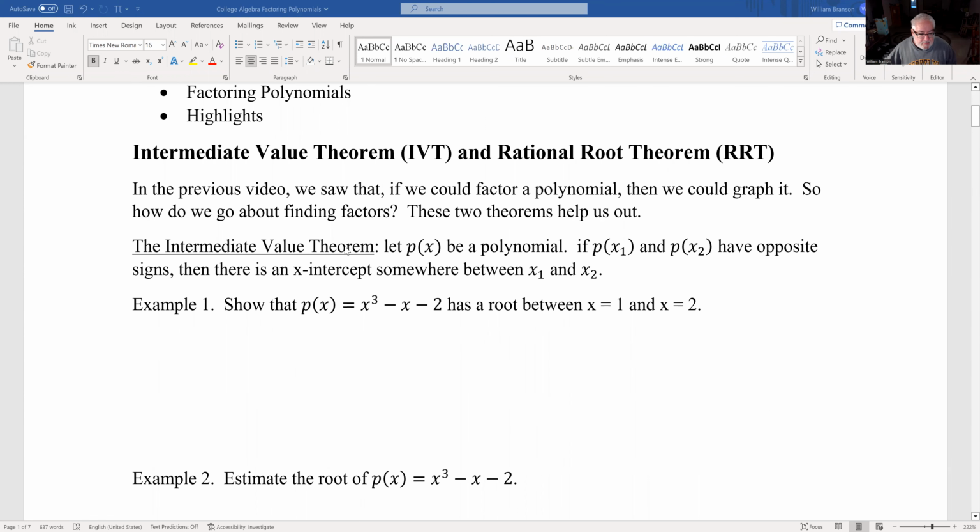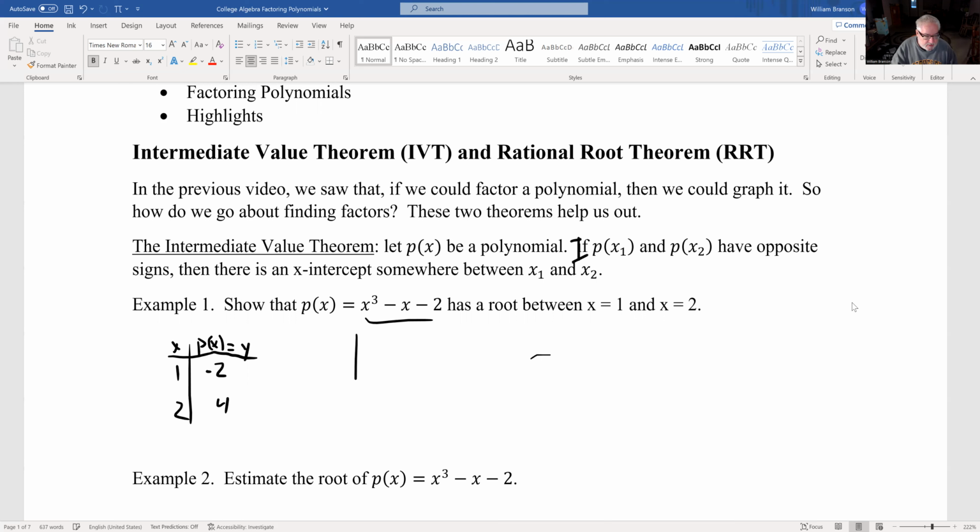So the intermediate value theorem tells us that if we have a polynomial, and if two points have opposite signs, then there is an x-intercept somewhere between x1 and x2. So here's a polynomial, and we take our x value and get our y value by plugging x into the polynomial. If x is 1 and y is 2, what does that tell us? Well, if we plug in 1, we get 1 minus 1, which is 0, minus 2. So p of 1 is minus 2. If we plug in 2, we get 8 minus 2, which is 6, minus another 2, which is 4.